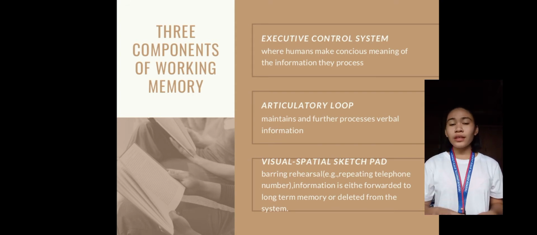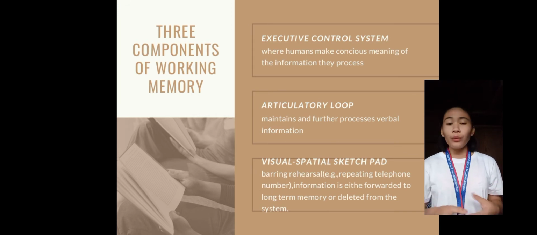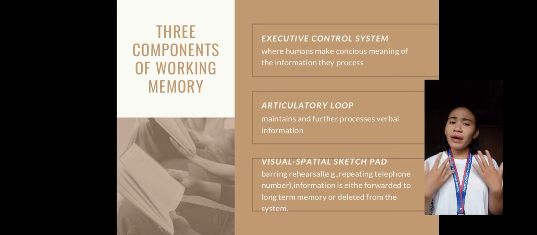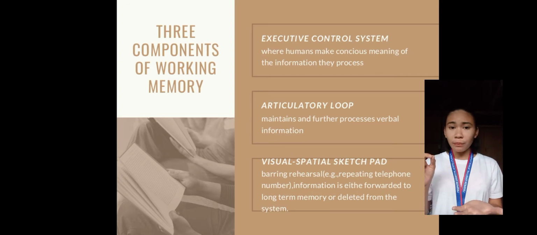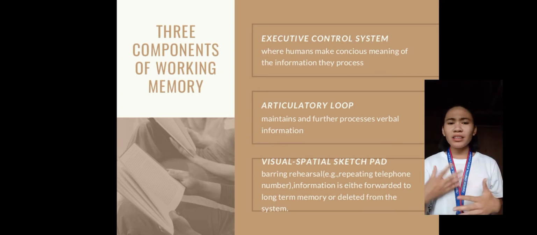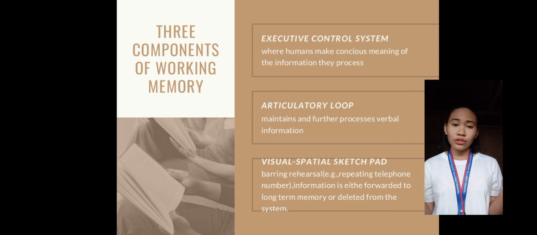The first one is the executive control system, where humans make conscious meaning of the information they process. For example, when a person sees a penny while walking, the automatic response is to pick it up. People have this automatic response to something they are conscious of.